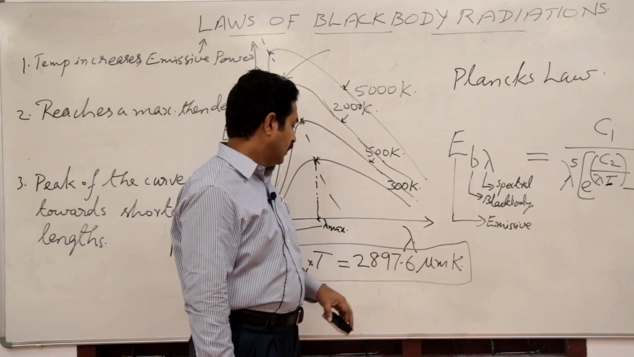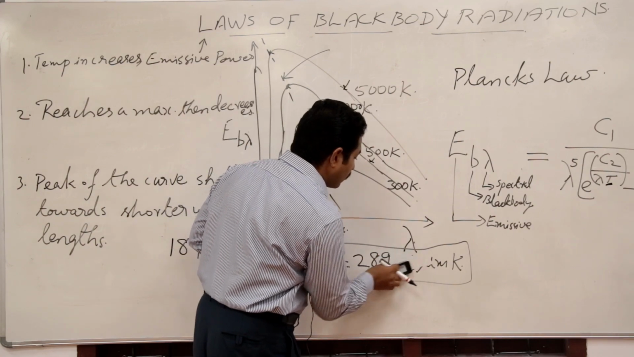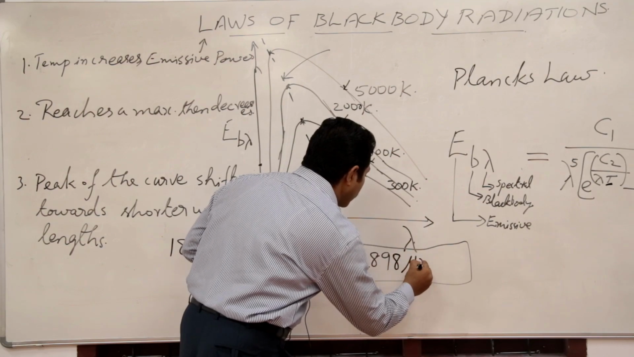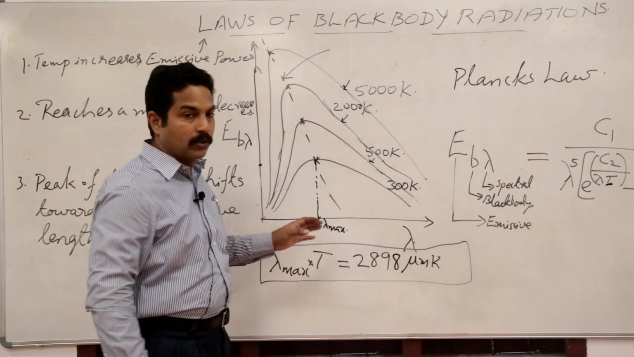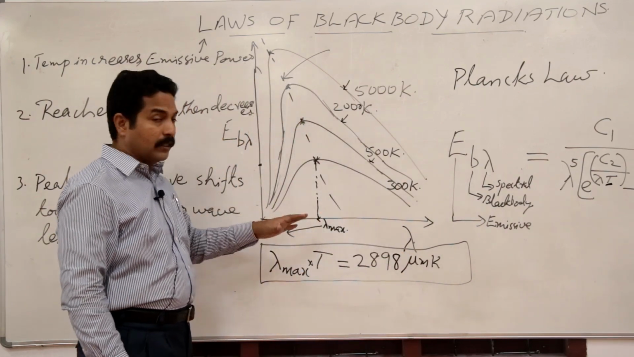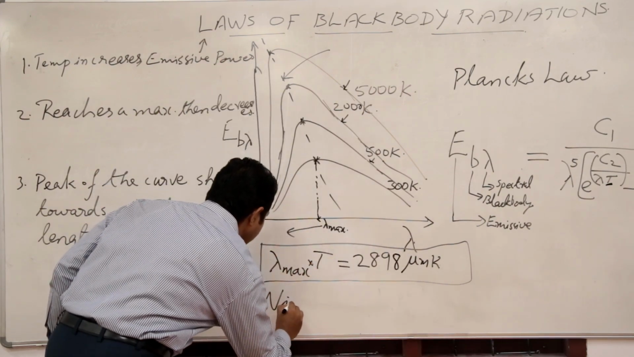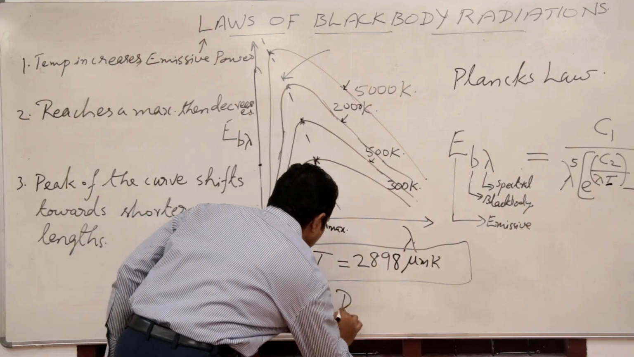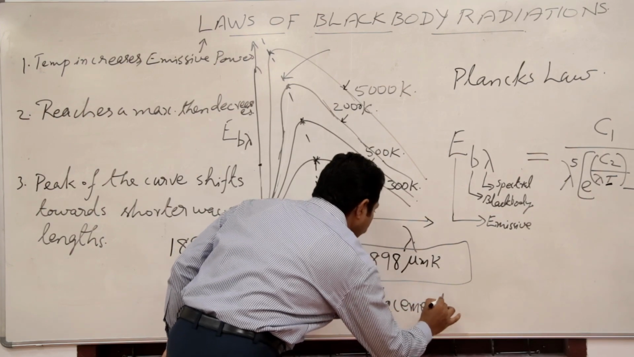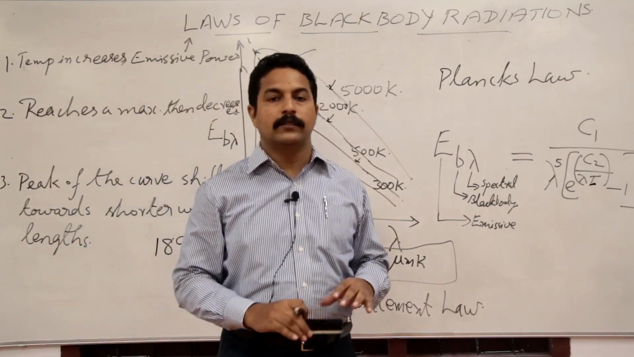You will get 2897.6 micrometer Kelvin. Usually we are not writing that much precise, so usually it is taken as 2898 micrometer Kelvin. This quantity usually we will take as 2898 micrometer Kelvin. This formulation we are calling Wien's Displacement Law. This particular formulation we are calling Wien's Displacement Law.